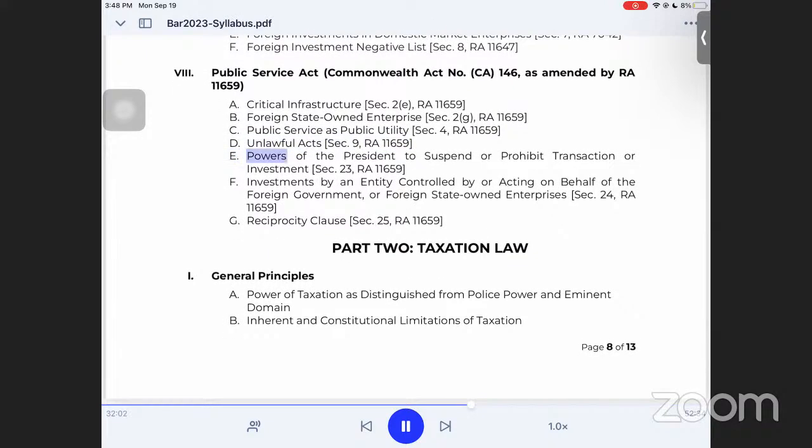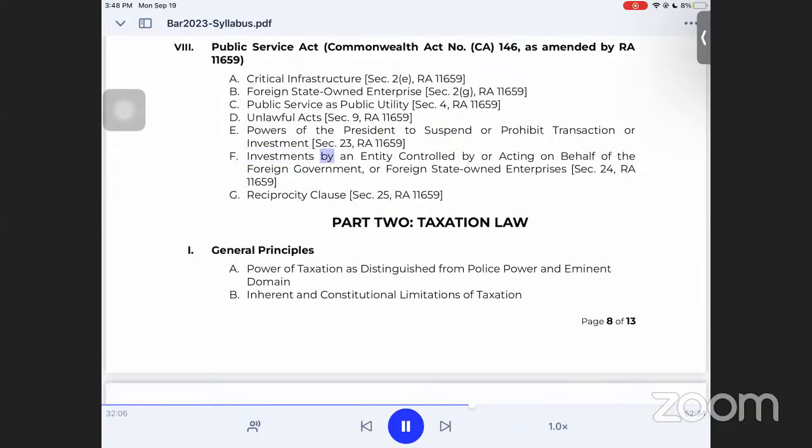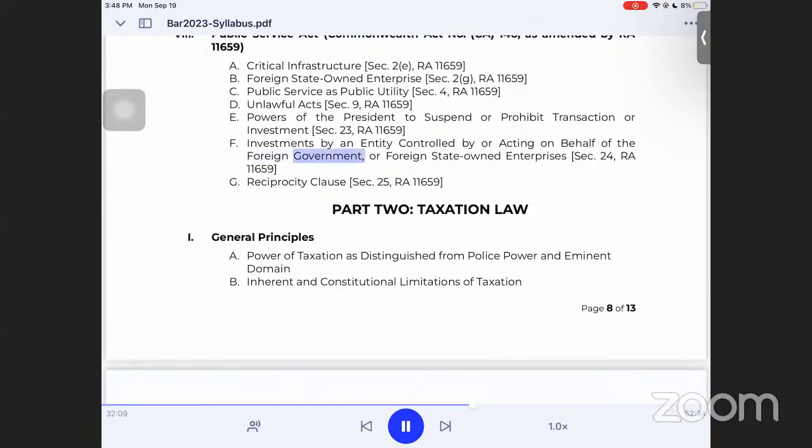E. Powers of the President to suspend or prohibit transaction or investment, Sec. 23, RA 11659. F. Investments by an entity controlled by or acting on behalf of the foreign government, or foreign state-owned enterprises, Sec.